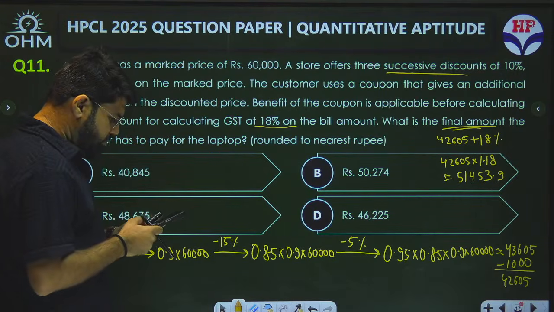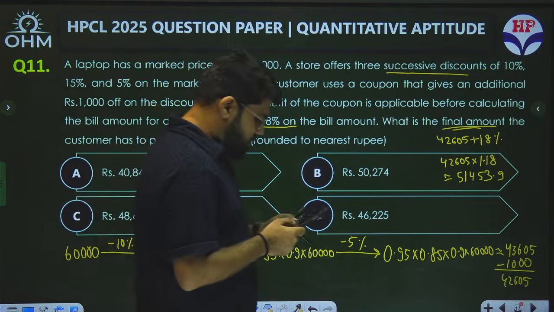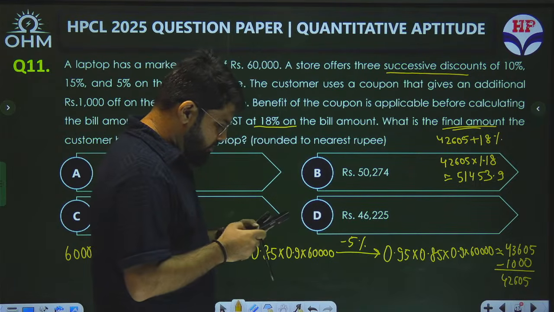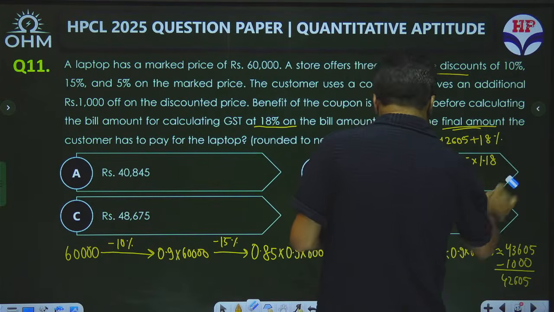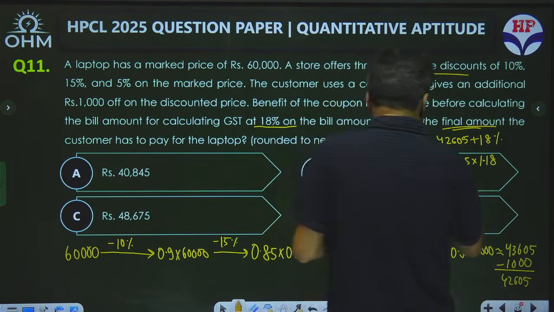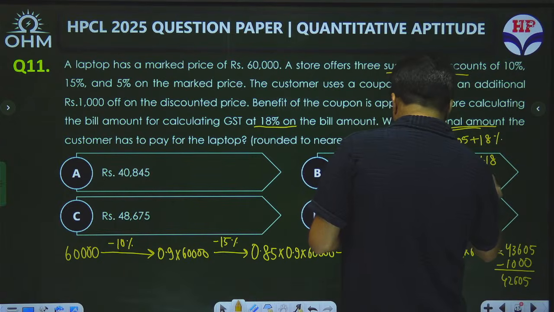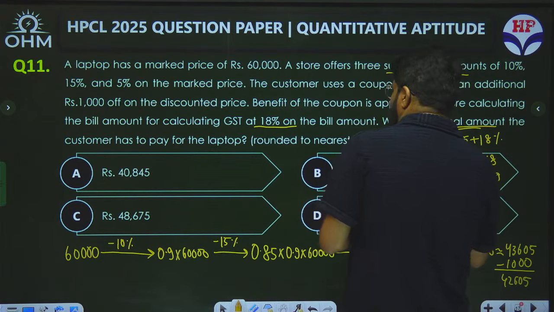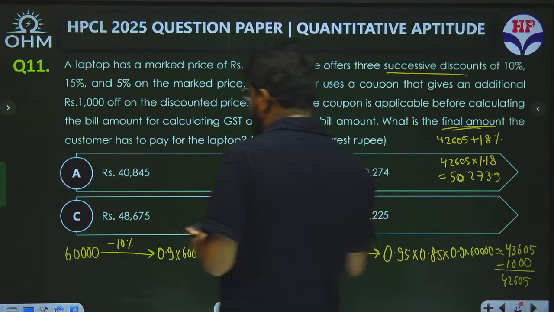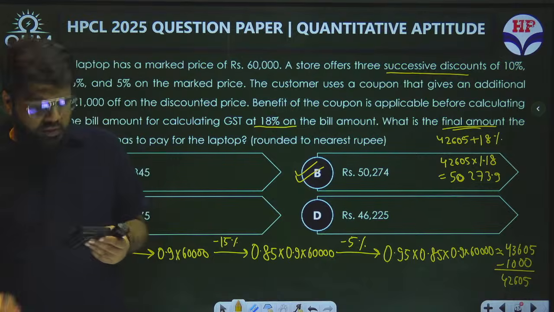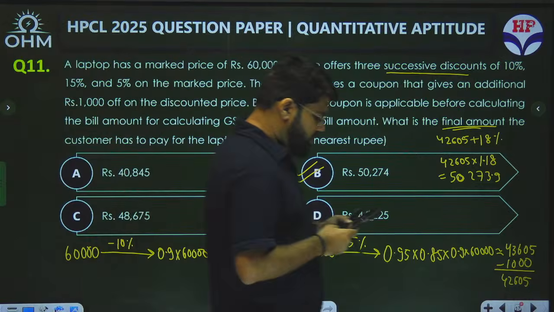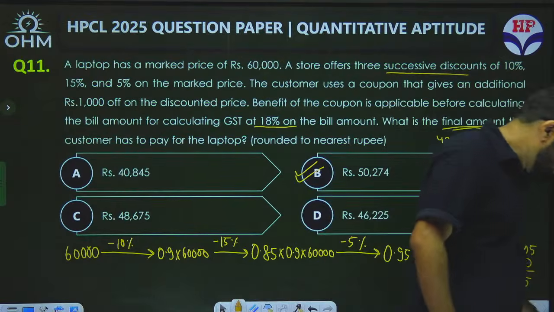When I subtract 1,000 rupees, 42,605. Okay, and when I calculate GST over it, oh sorry, this value I have written wrong. Yeah, before this it is correct only. It is coming out to be 50,273.9. Okay, round off to nearest integer, it becomes 274. 50,274, that is the option available, number B. Okay, 50,274. Okay, yeah, correct only.